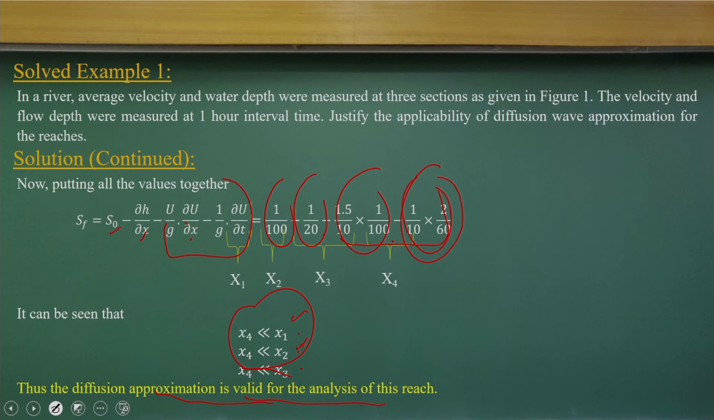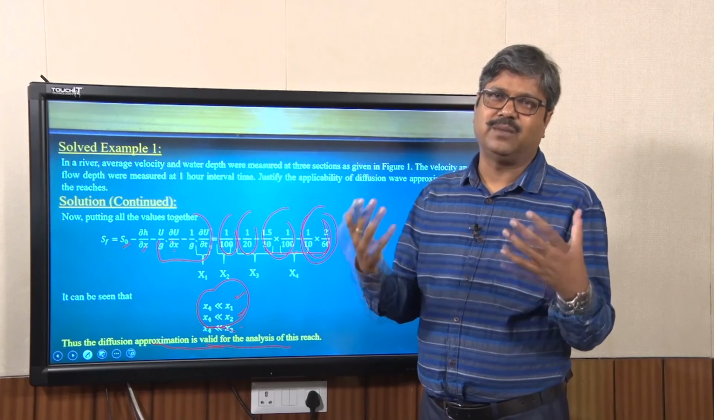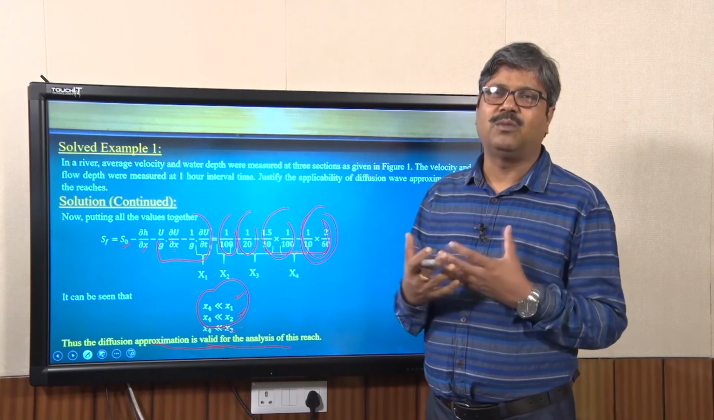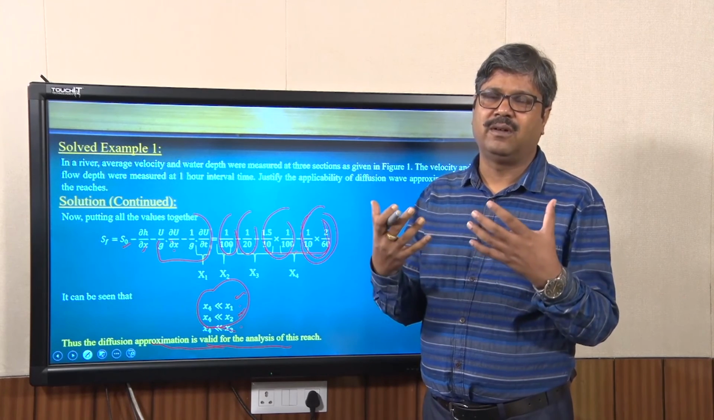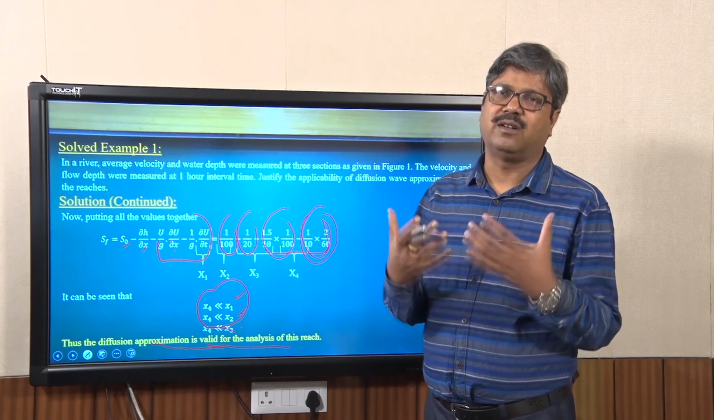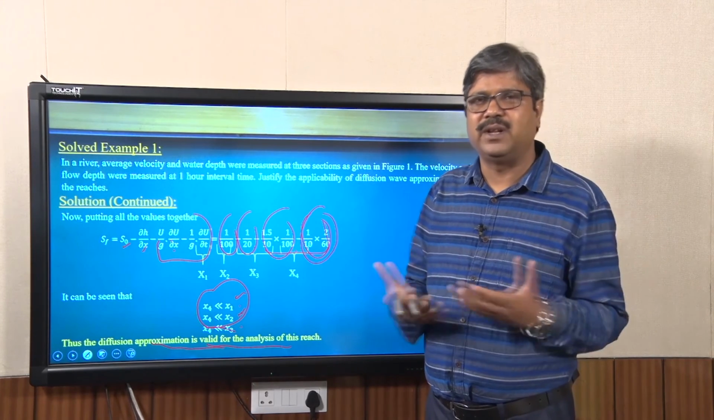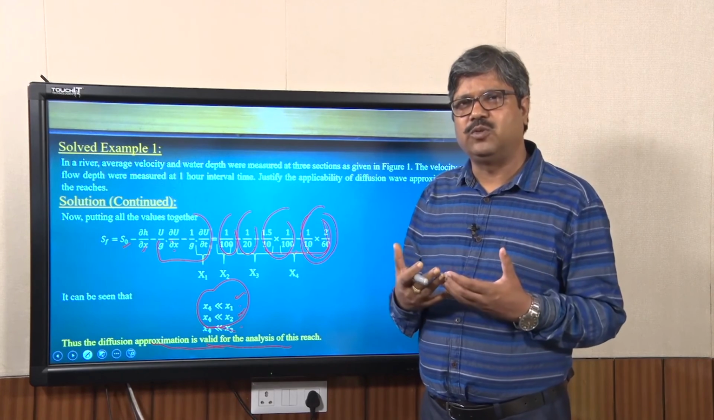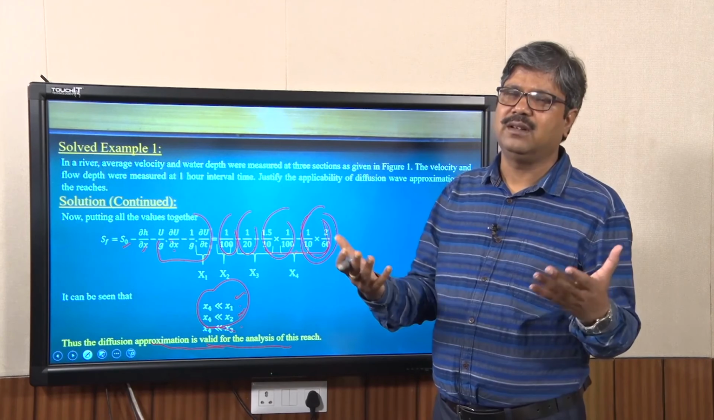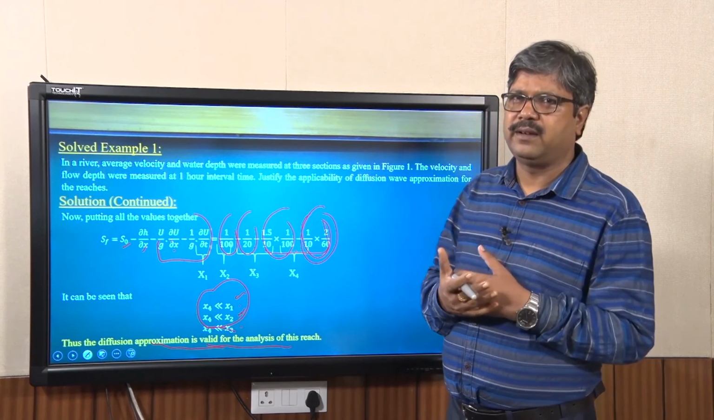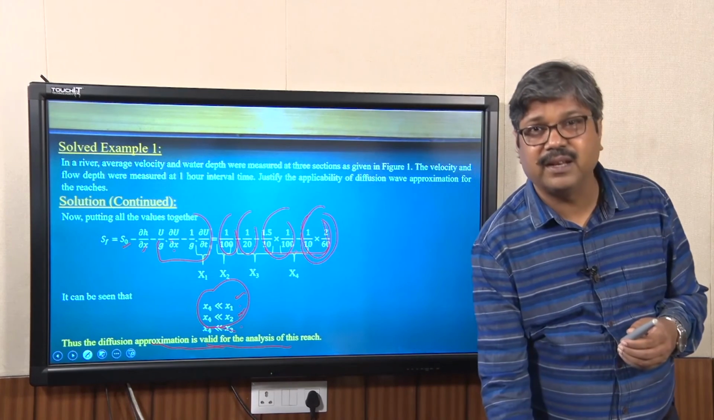So, this example indicates that you can have a velocity, you can measure the depth, and from that you can find out what type of models we can use for the Saint-Venant equations. You need not use the total dynamic wave model; you can use diffusion wave models or kinematic wave models. That example is given here.